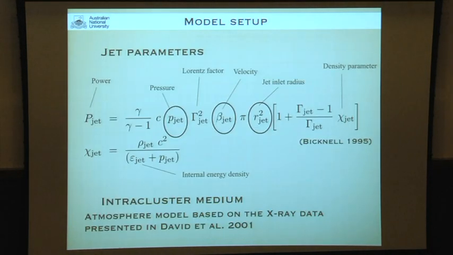For the jet initialization, we use the relationship from Bicknell 1995. On the left, we have the jet power, which is fixed at 10^45 erg per second. These three jet parameters, jet pressure, jet velocity, and jet inlet radius, are free parameters. The jet density is calculated from this relationship. And the intracluster medium is set based on the X-ray data from David et al. 2001.